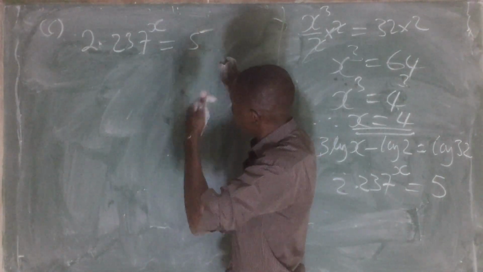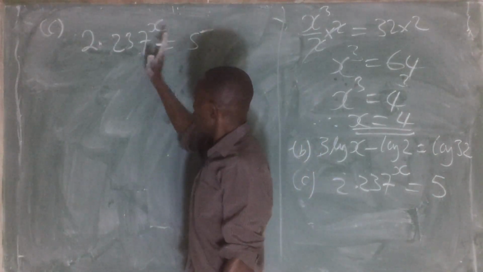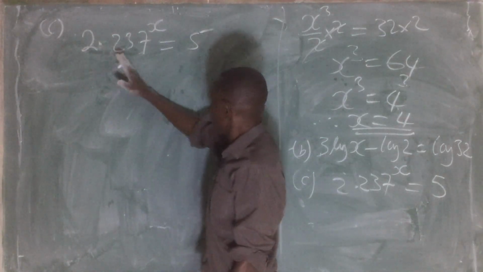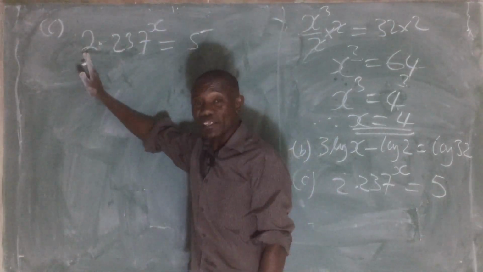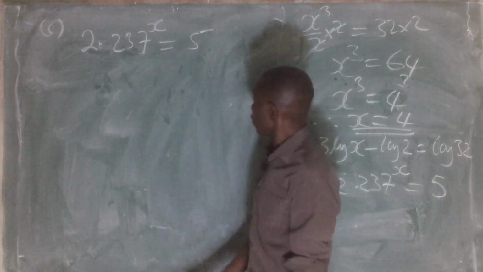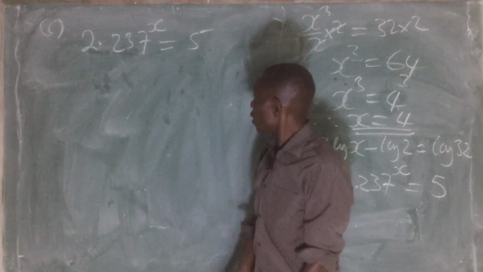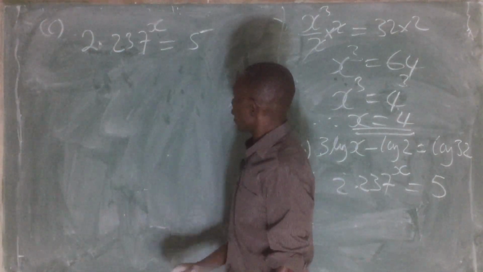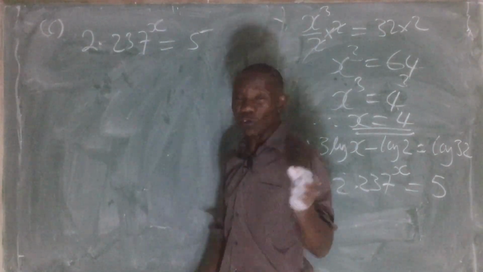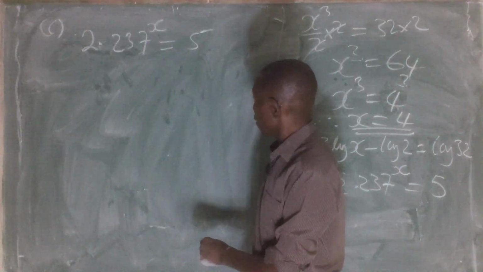So whatever measures will be applied on the left hand side should be done to the right hand side. If I add a 2 here, I have to add the 2 there. So what I'll do here, in order to bring this one down and find the value of x, I can think of taking the logarithms on both sides, right?